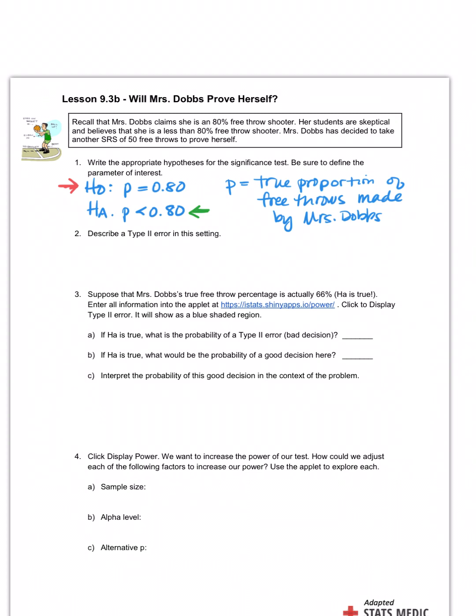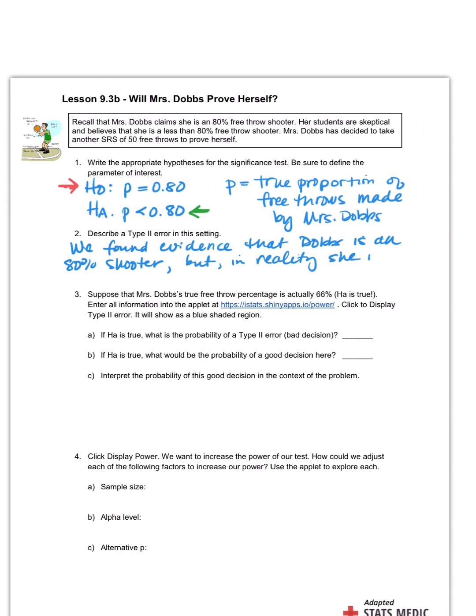So this is kind of how it helps me sometimes when I have to do the description thing. Okay, I found evidence that she was an 80% shooter, but in reality she's not. That's how it helps me to word it. Okay, we found evidence that Dobbs is an 80% shooter, but in reality, she is exaggerating.